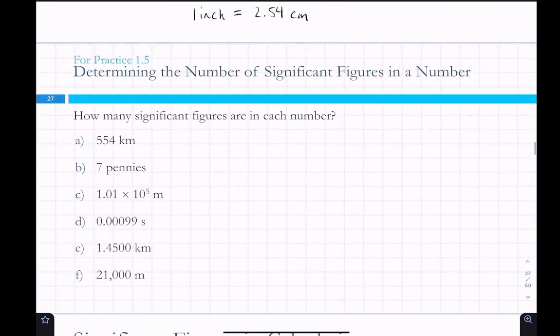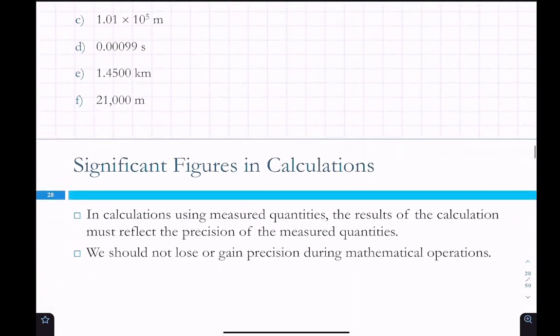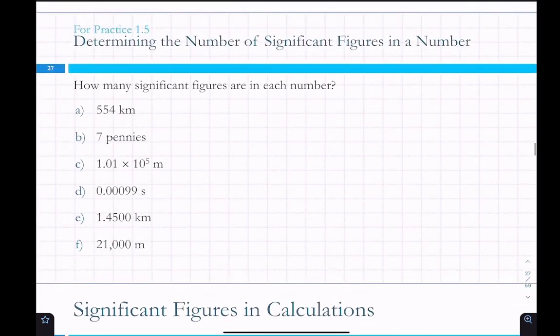Okay. So I believe I did put this one on there. So go through these. Write down your answers for how many significant figures there are.